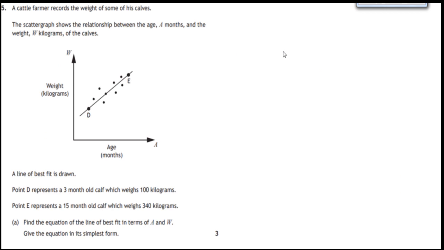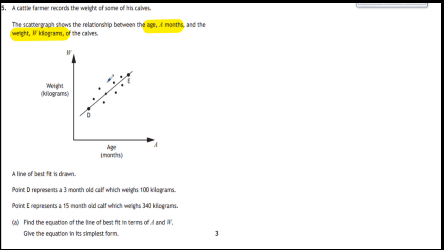Question 5. A cattle farmer records the weight of some of his calves. The scatter graph shows the relationship between the age A in months and the weight W in kilograms. Now, those are the important bits. It's the age in months and the weight in kilograms. Now, all of those points are put on the diagram. You can see lots of wee dots all over the place, and a line of best fit is drawn through them. So the line goes through 3 points. There's about 4 points above the line and about 3 below the line. So that's the line of best fit.